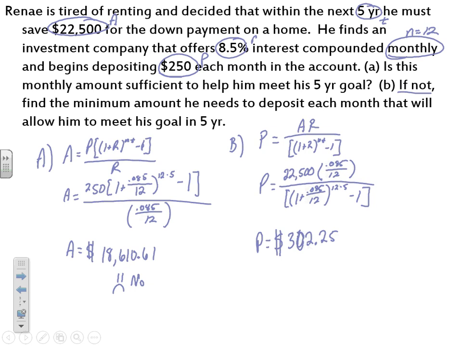I don't know, an extra $300 a month might be a little hard to do. Maybe he wants to change his 5-year plan into a 6-year plan. I don't know, but that's what he is going to have to set aside. Maybe he can do it. Good luck to him. Okay.